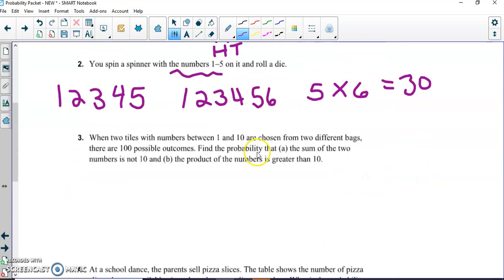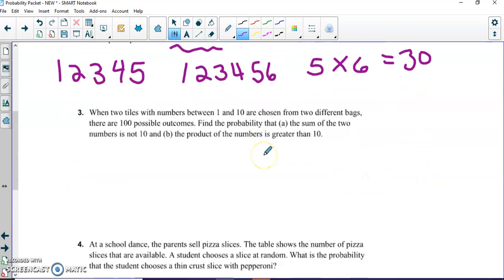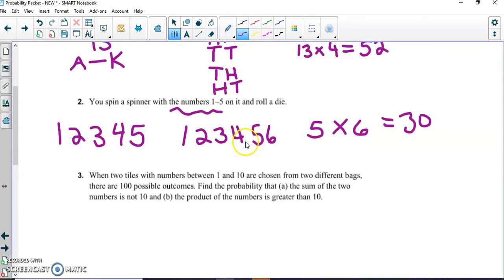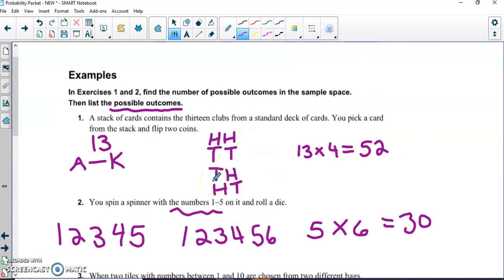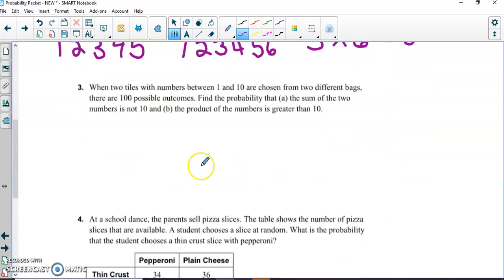30 different options. Okay. When two tiles with numbers between 1 and 10 are chosen from 2 different bags, there's 100 outcomes. Find the probability that the sum of the 2 numbers is not 10 and the product of the numbers is greater than 10. All right, so this should get fun. Sometimes you run into problems where you can't list everything. I mean, you could, but you'd be here all day, right? And so sometimes it's actually easier to figure out the complement, and sometimes it's easier to figure out the actual event. So let's do the first one.